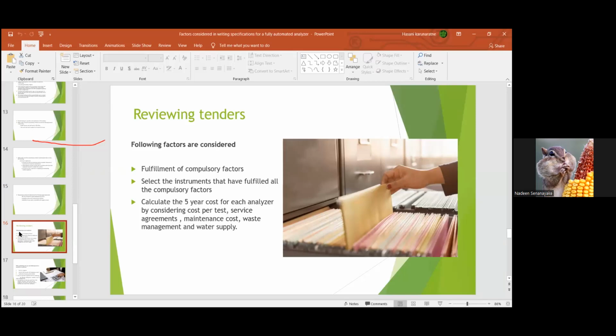For example, if there are 8 bidders and only 5 bidders fulfill all the compulsory factors, the 3 other bidders we are not going to consider. We are going to consider the 5 bidders which have fulfilled all the compulsory factors.